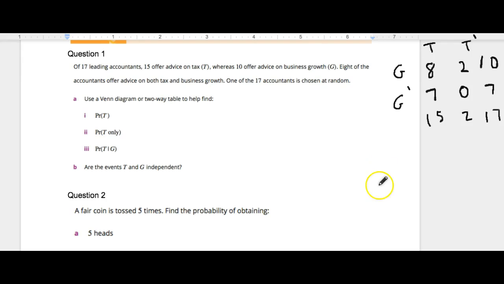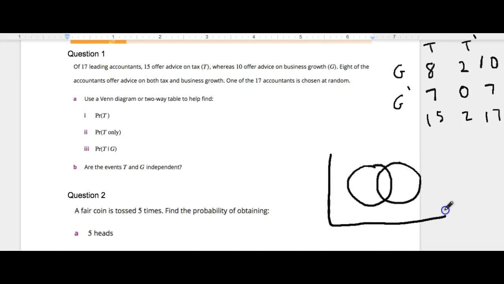Okay, so then I can do a Venn diagram. If you have trouble doing a Venn diagram, there's nothing wrong with doing a quick two-way table. So we have tax and we have business growth. 8 do both. 7 do tax but not business growth, and 2 do business growth but not tax, and we have 0 out here. So let's just make sure it adds up to 17. So 7 and 8 and 2 do add up to 17, so we've drawn it correctly.